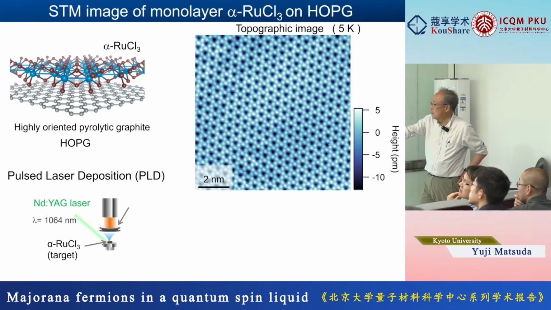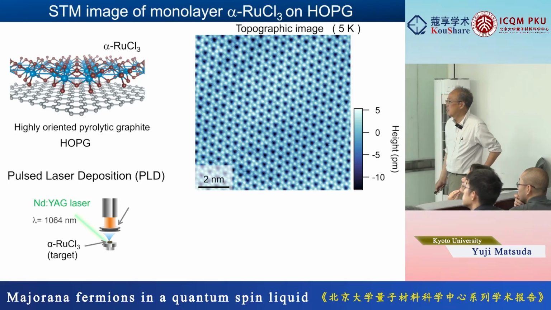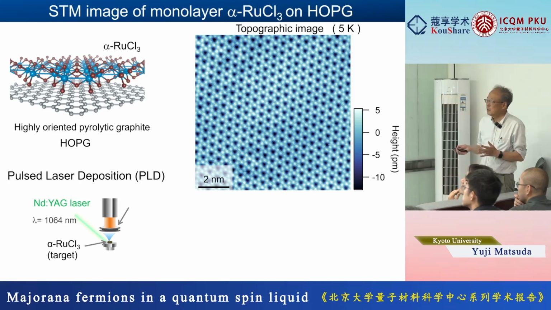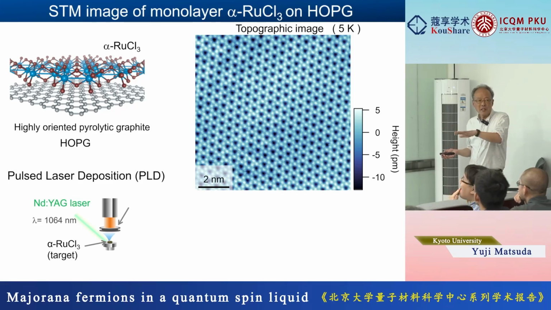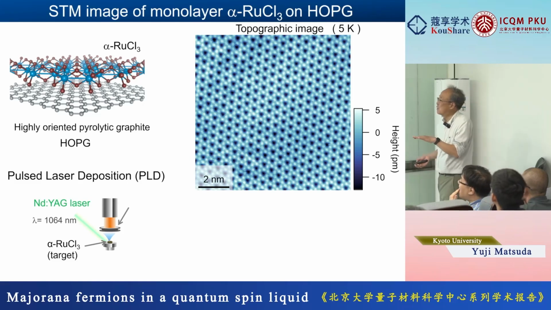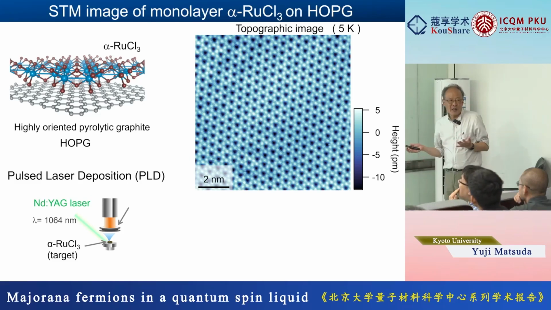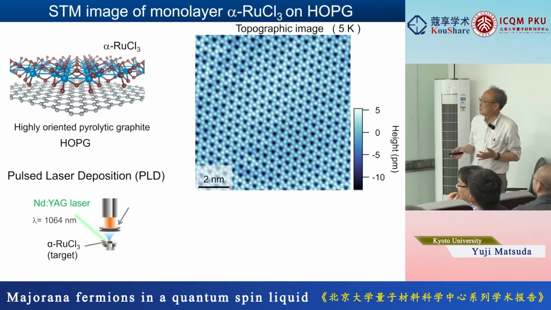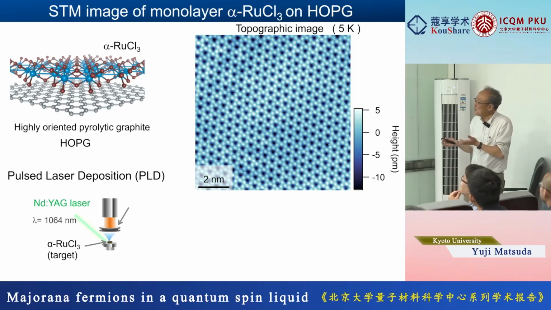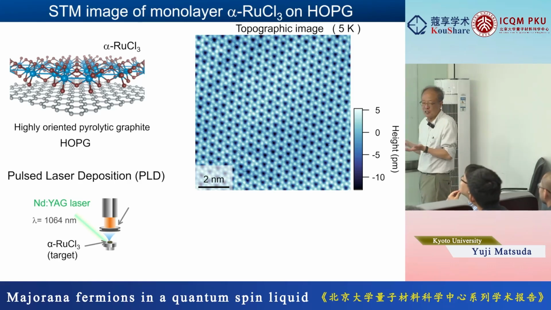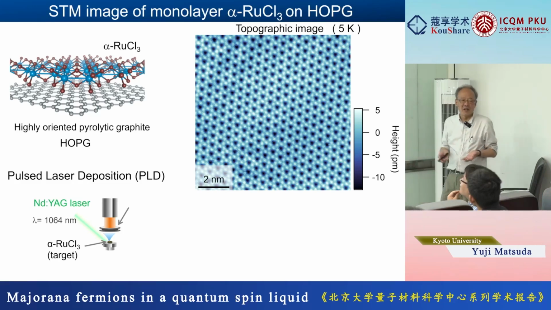We grow on pulse deposition. Actually, recently the Fudan University group have succeeded to grow monolayer ruthenium chloride (RuCl3) by MBE. They grow very nice monolayer RuCl3. But actually, we tried to grow monolayer RuCl3 by MBE, but we never succeeded. Once we evaporate RuCl3, it decomposes into ruthenium and Cl2.